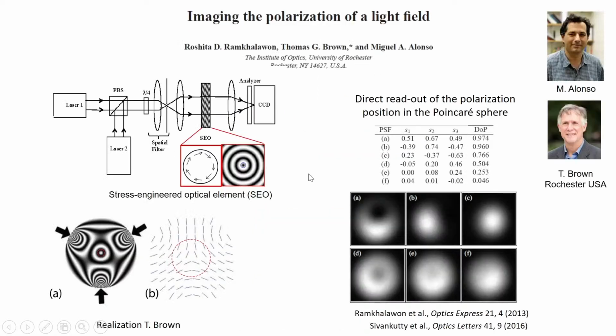And we have actually exploited a method that has been inspired by development from Miguel Alonso and Tom Brown at Rochester University, which was the use of a faceplate, which is not only encoding phase, but also orientation of polarization. So this is like having little locally birefringent faceplates that are spatially patterned.